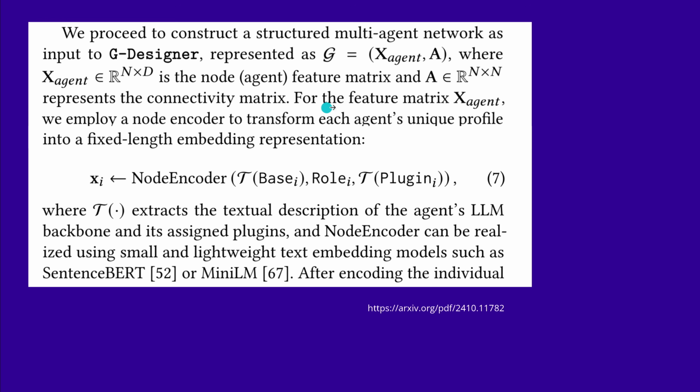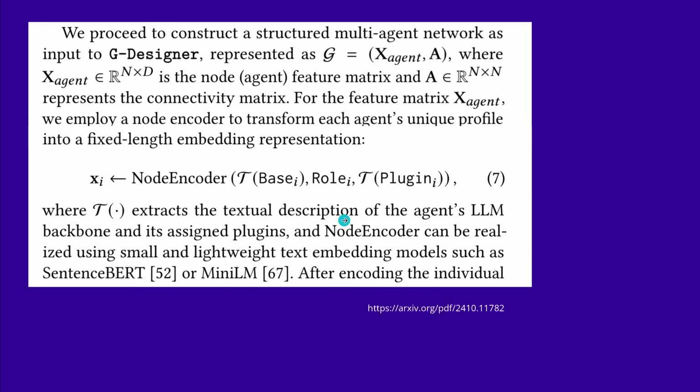So for the feature matrix X agent, we employ now a node encoder. Why? To transform each agent's unique profile that is now specified in text into a new mathematical representation, and we want this representation to be a vector. So what we do, we transform this into a fixed-length embedding representation with a node encoder. So we have now the complete textual description of the agent's LLM backbone, all its assigned plugins. We know what it can do, we know how it should behave, we have the system prompt of all of the agents.